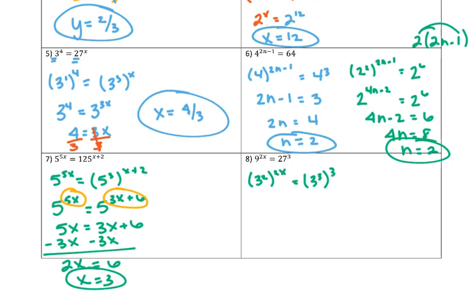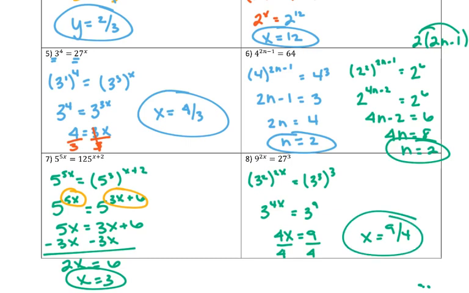So the left side, again, you're multiplying those. So you'd have 3 raised to the power of 4x is equal to 3 to the power of 3 times 3, which is 9. Now you have a common base, so you can set 4x equal to 9 and solve there. And you'll get that x is 9/4.